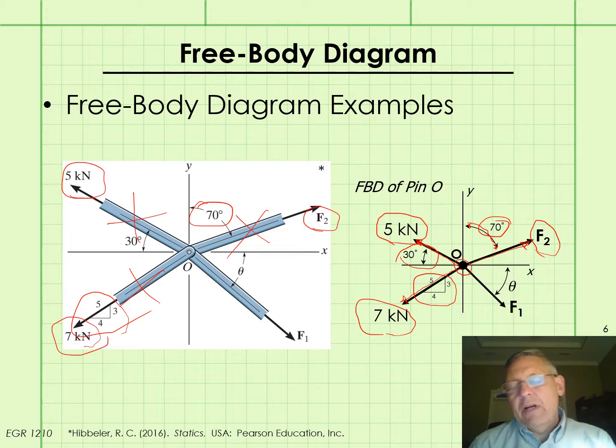The last strut is going to have 2 unknowns. We don't know its magnitude or its direction. So we draw that in and make sure we mark it with F sub 1, which is a variable, just like F sub 2 was, and theta, which is the direction of F sub 1 with respect to the x-axis.